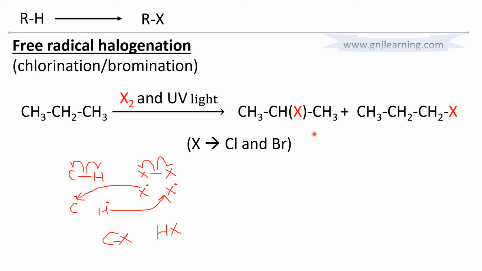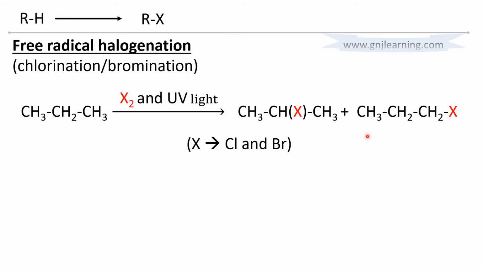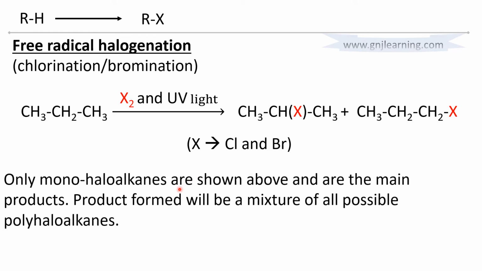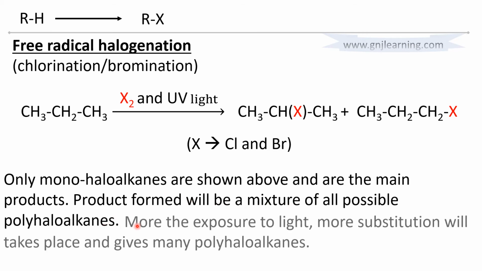Only monohaloalkanes are shown above and are the main products. The product formed will be a mixture of all possible polyhaloalkanes. This is what I am telling: if you are exposing for quite some time, you will get a mixture of all possible polyhaloalkanes. The more the exposure to light, the more substitution will take place and give many polyhaloalkanes. So this is about free radical halogenation. Clear?